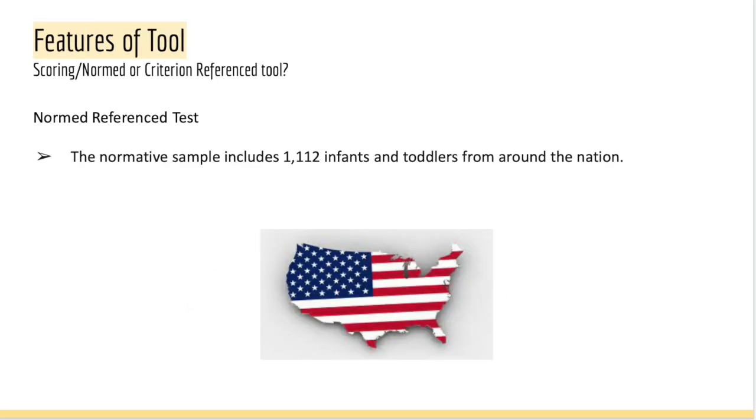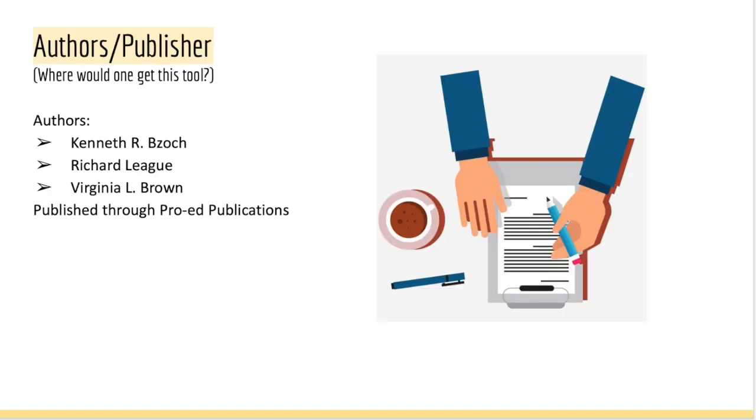This assessment is a norm reference test. The normative sample used to create the assessment scoring criteria includes 1,112 infants and toddlers from around the United States. The authors of this assessment are Kenneth R. Bzoch, Richard League, and Virginia Brown. The REEL-3 assessment was published in 2003 through ProEd publications.